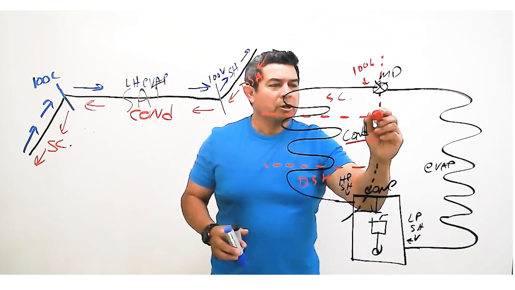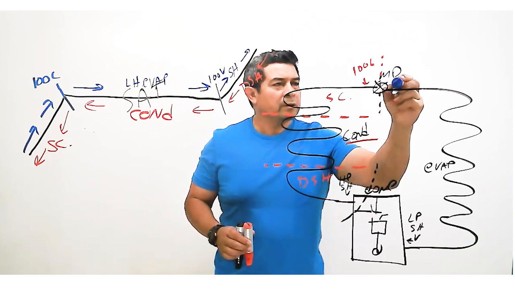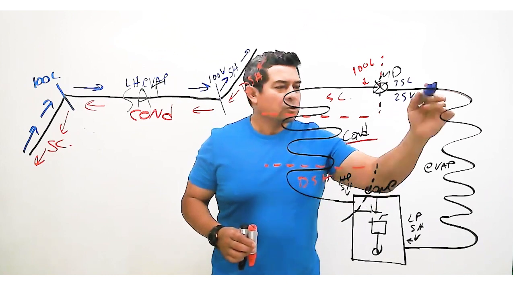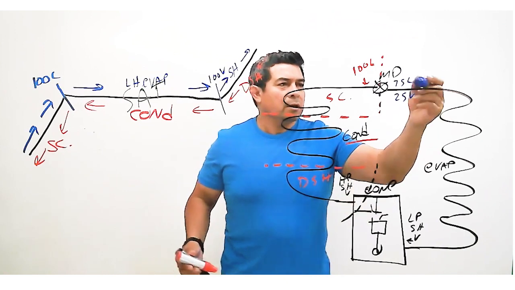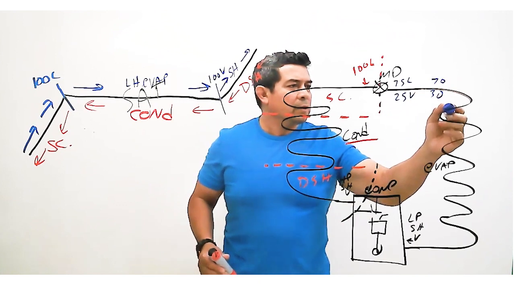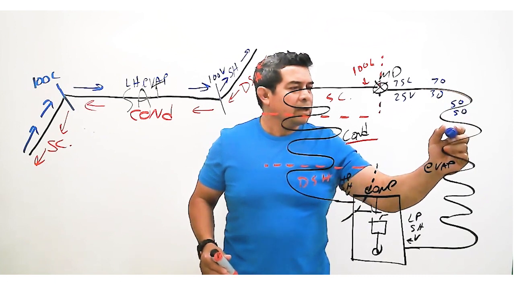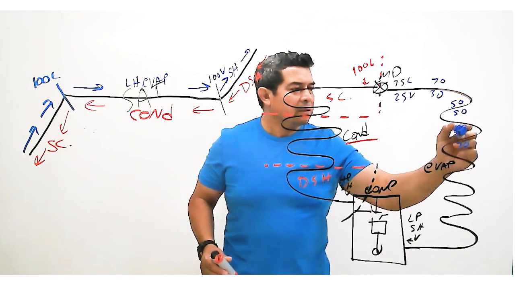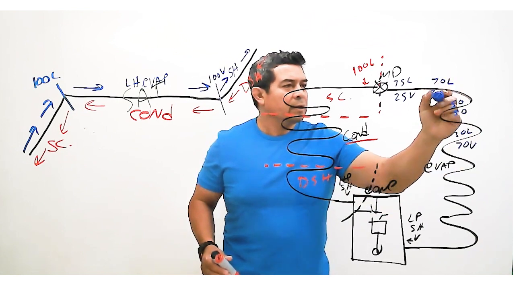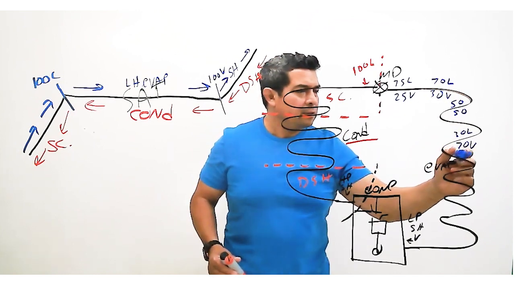The metering device creates a pressure drop right there. It goes into the evaporator. In the evaporator, the refrigerant is going to be 75% liquid, 25% vapor. As it travels through, the percentages change. So here we have 75-25. Here we have 70-30. Here we have, let's say, I don't know, 50-50. Here we have 30-70, meaning 30% liquid, 70% vapor. Here we have, let's say, 10-90.